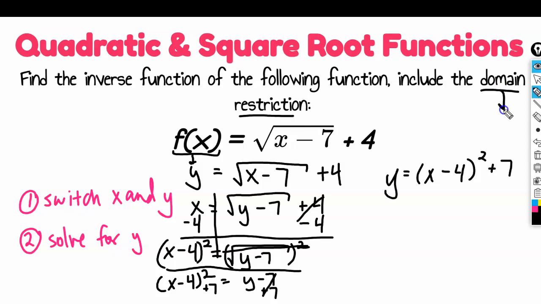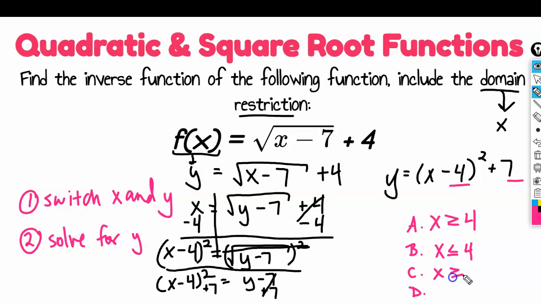Now, remember that domain is x. And your options, like on your test, are going to be based off of these two numbers that we see here. So your options are pretty much going to be one of 4 different options. You'll have x is greater than or equal to 4, x is less than or equal to 4, x is greater than or equal to 7, x is less than or equal to 7. So these are kind of going to be your options. And so I'm going to use Desmos to show you how you can verify which option is the correct option.